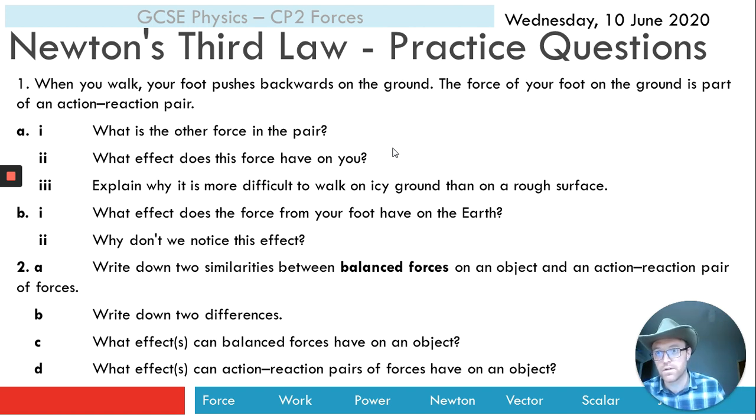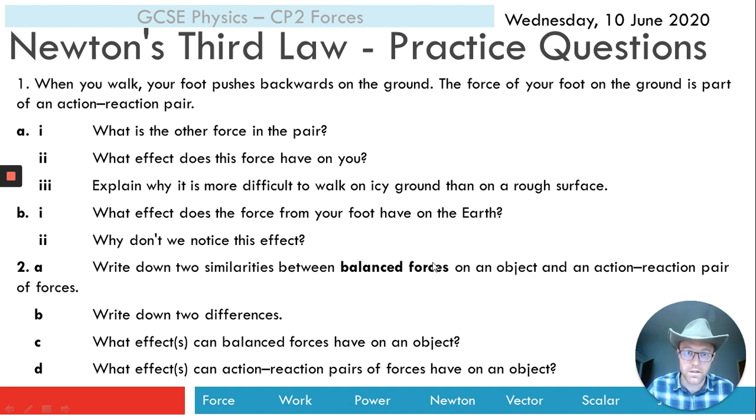Let's go through. Okay. 1AIII, why is it more difficult to walk on icy ground? Icy ground has a lot less friction than a rough surface. So I can't exert as much force on the ground because the force of friction will be much lower. If I put a large force, my foot will just slip. What effect does the force from your foot have on the Earth? Oh, we went through that. It will push the Earth backwards a tiny amount. I get pushed forwards, the Earth gets pushed backwards. Why don't we notice this effect? Because the Earth is so massive.